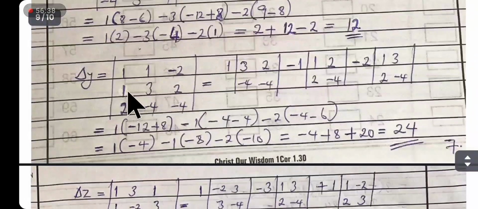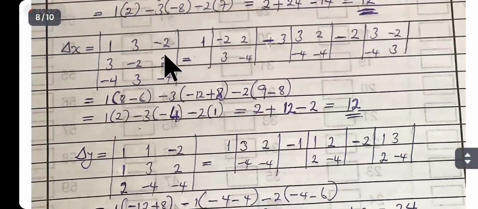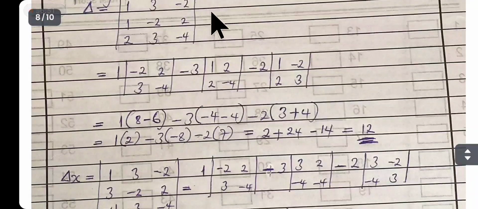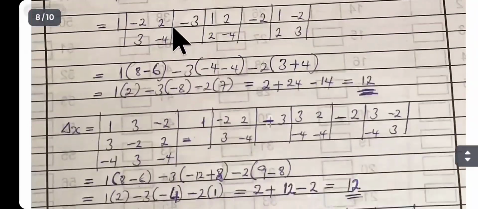Right, so with respect to y, you see in the column of y, we replace the column of y with the constants 1, 3, and 4. In the column of y, we replace it. This is the column of y initially, minus 2, 2, and minus 4, but we replace it. The column of y is 3, minus 2, and 3. We are replacing it with 1, 3, and minus 4. And that is what happened here.